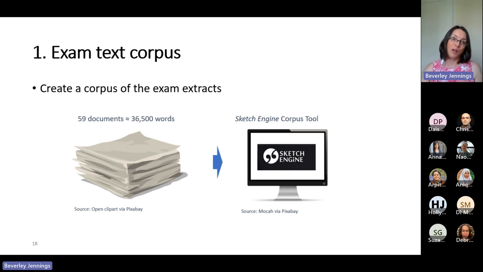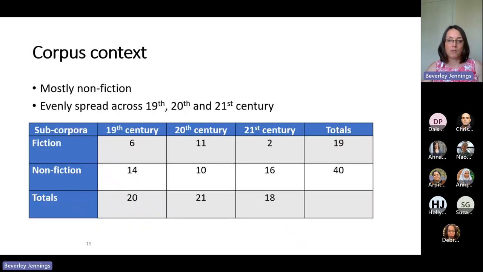So this is the first part of my research, the exam text corpus. I collected all the available extracts from the new English language exam and put them together into a corpus. That was 59 documents, about 36,500 words, and I used Sketch Engine to analyze that collection of documents. If you look at the totals there, we've got 19 documents of fiction and 40 documents of non-fiction, so two-thirds of it is non-fiction.